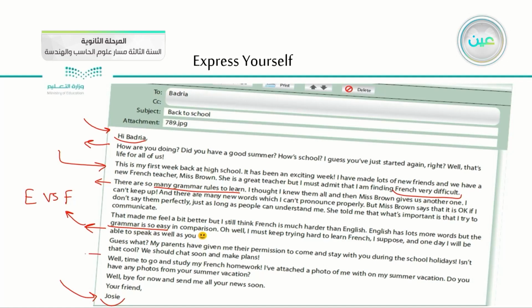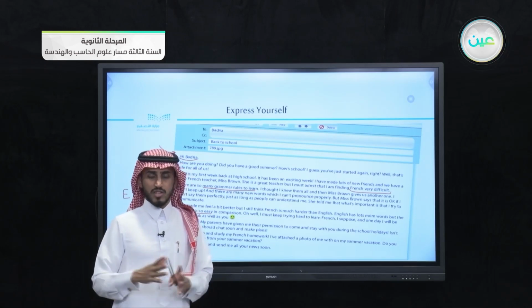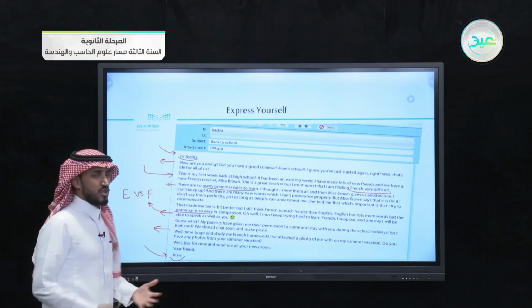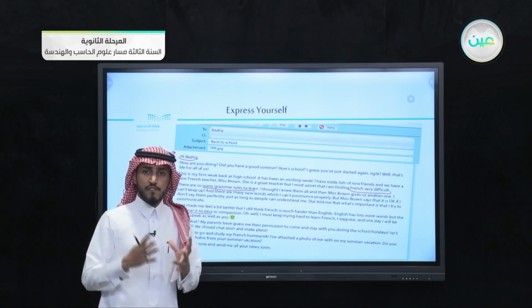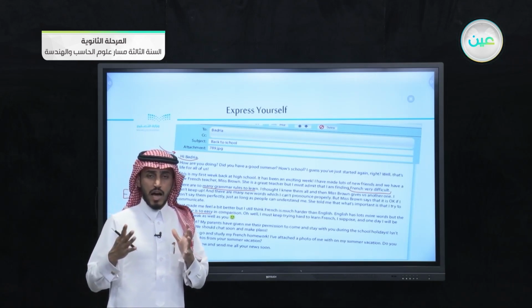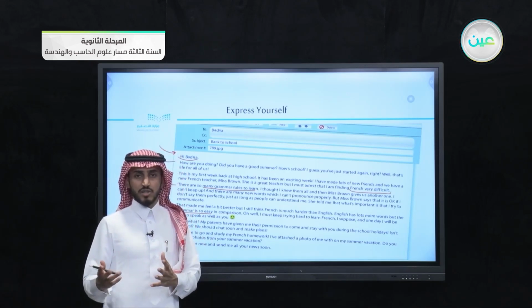At the end of the email, she has started saying goodbye and telling the other person about the latest news and so on. So these are the steps that you can follow to write your own email about a comparison between Arabic and English.